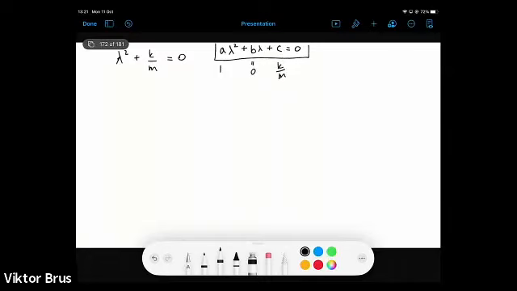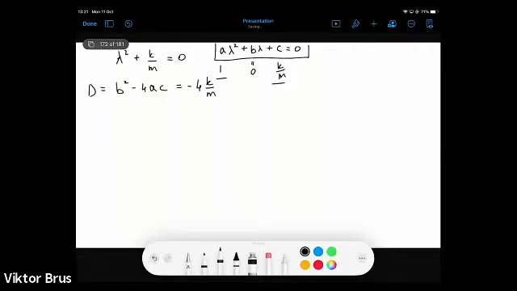Okay, how do we solve a quadratic equation? That's general. Let's go for the general case. We have the discriminant, which in the general case is B squared minus 4AC. Taking into account the values for our coefficients, we get that our discriminant will be equal to minus 4 times K divided by M.